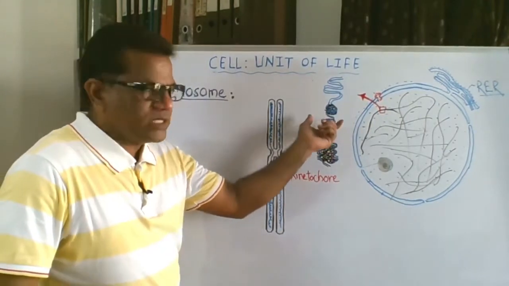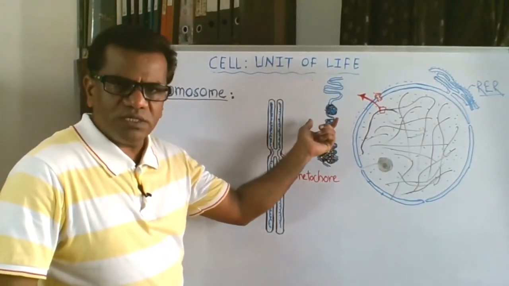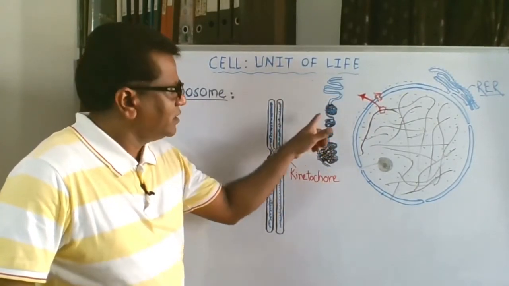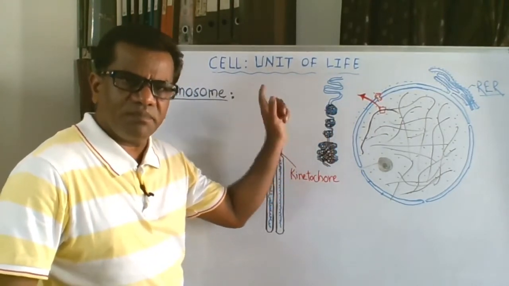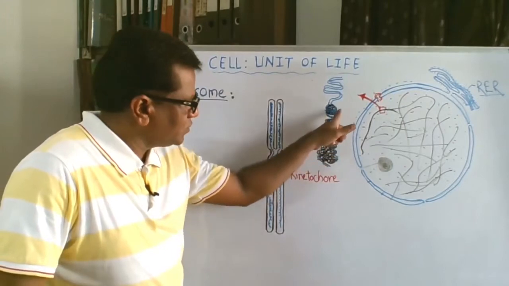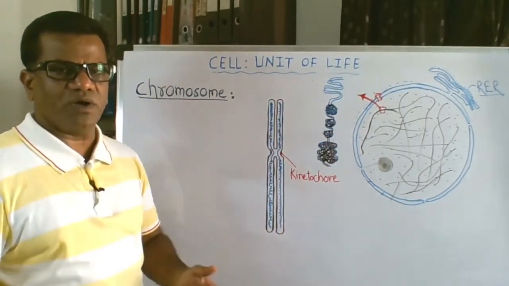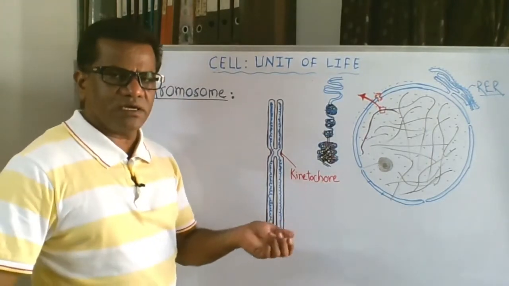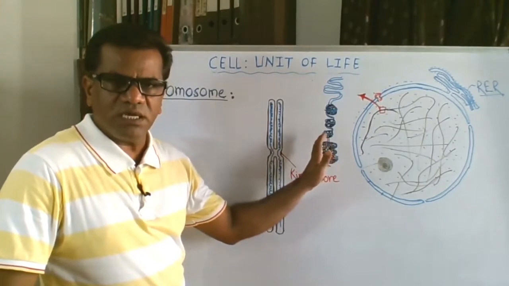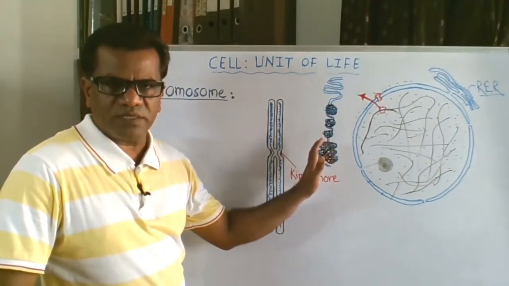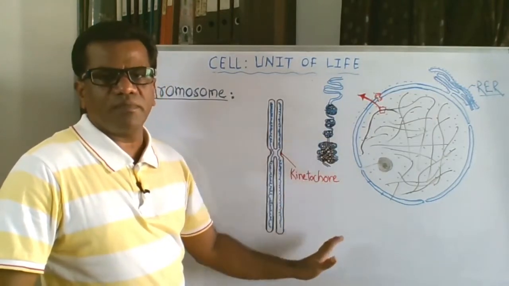Again, now this is not the only coiling. The DNA coils around the histone proteins, and then the nucleosome fiber, which is formed by DNA plus histone proteins, again coils. So again supercoiling is there, and after supercoiling of the DNA around the histone proteins, the chromosome fiber is formed.